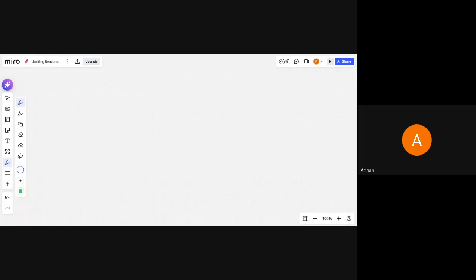So limiting reactant, before applying it to a chemical equation or learning about limiting reactant from a chemical perspective, we can relate it with a real life example. For example, we have a bicycle factory and we are now assembling bicycles, and we make frames and tires under the same roof. So let's say in the store we have three frames, right?